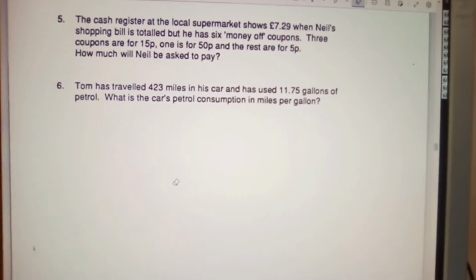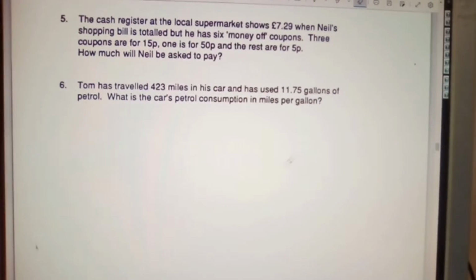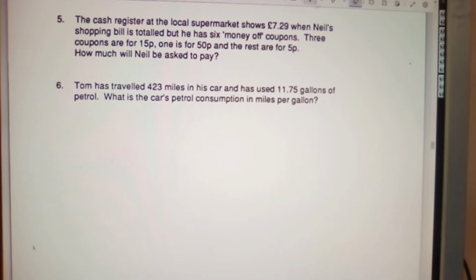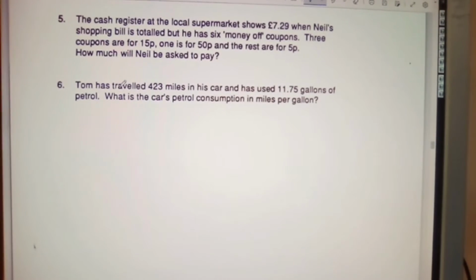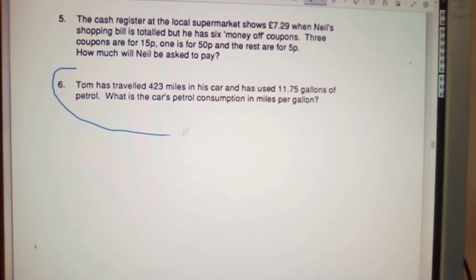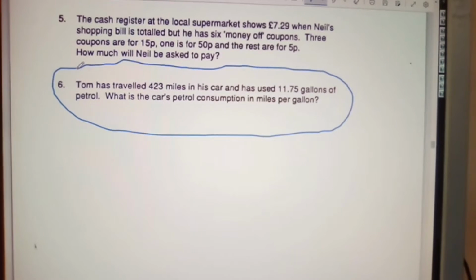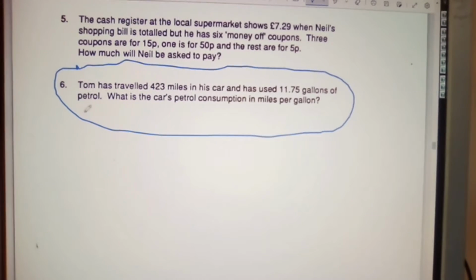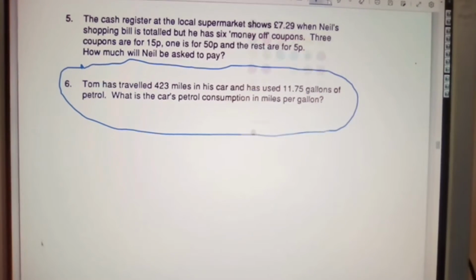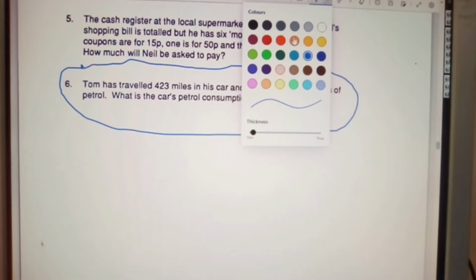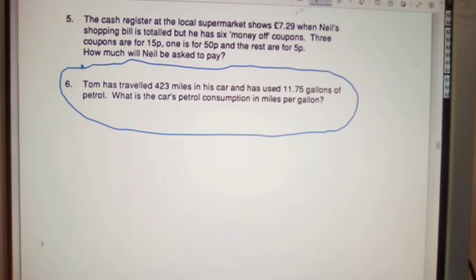Okay, let's go to number 6, the last one. We're going to look at this one here now. Again, this is session 15. Let me get my pen and mark up what we have. We have 11.75.